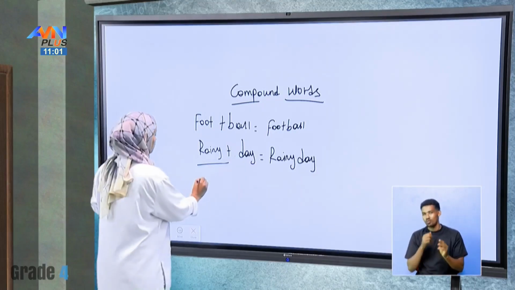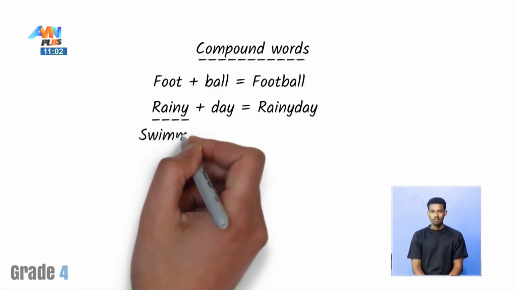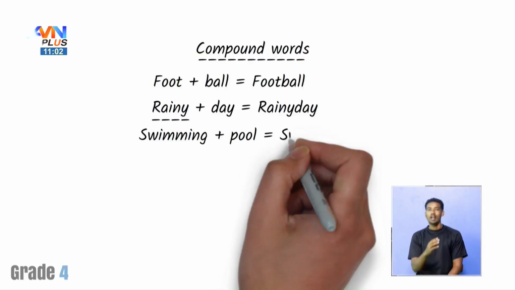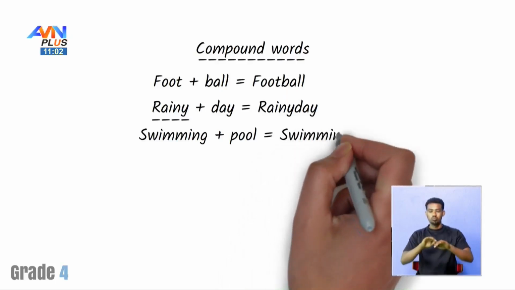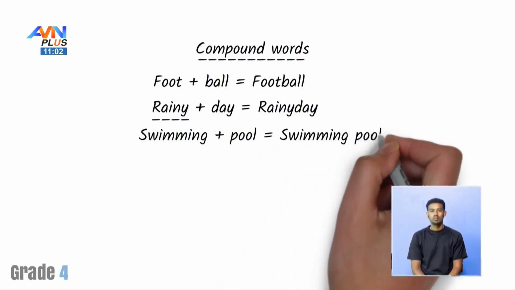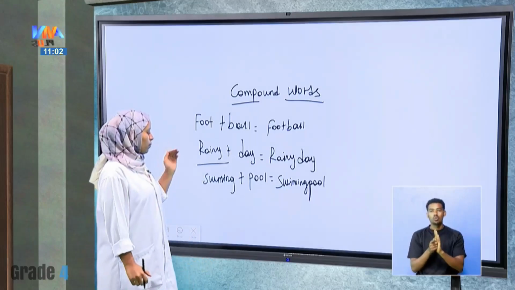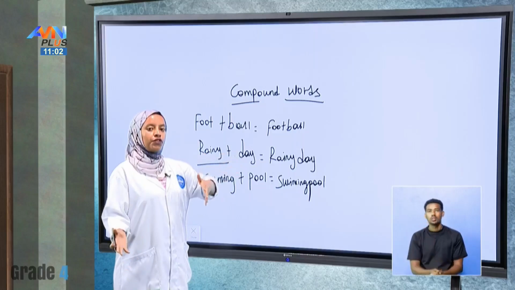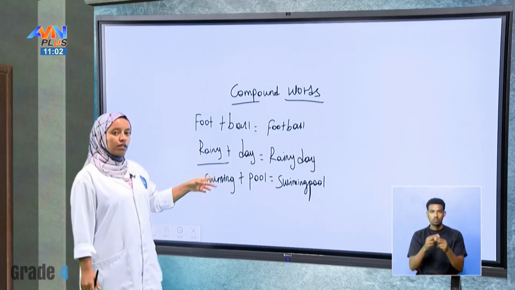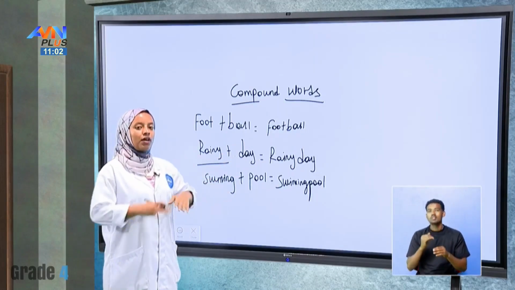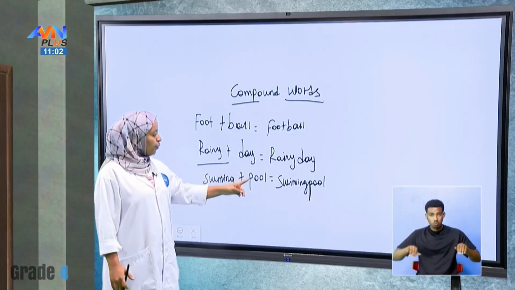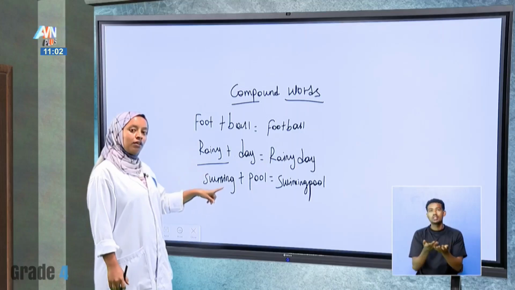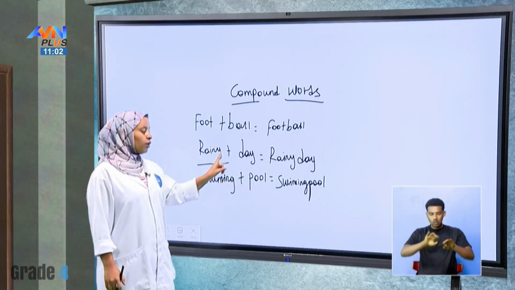For example, swimming plus pool. Swimming pool. Here is an example of noun with verb or verb with noun. So swimming is a verb that describes how to swim. It's an action. And pool is the place where you can swim. So together, swimming pool.